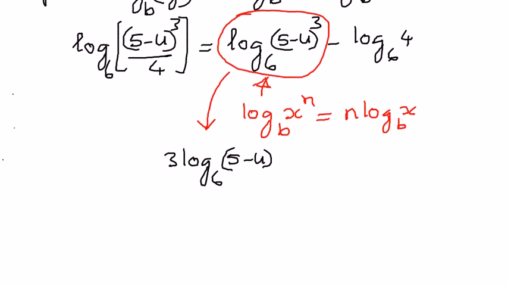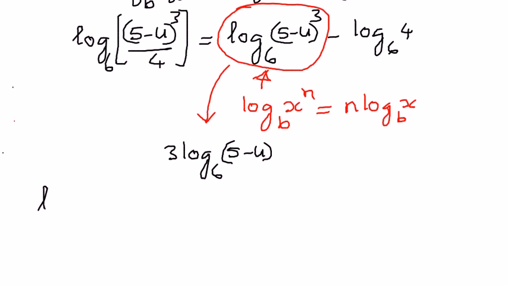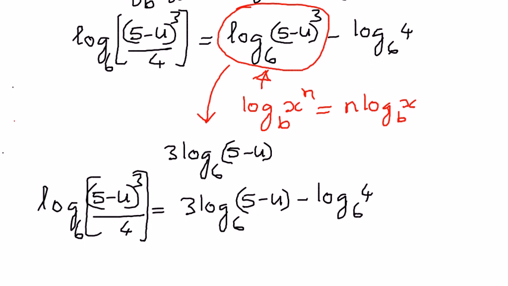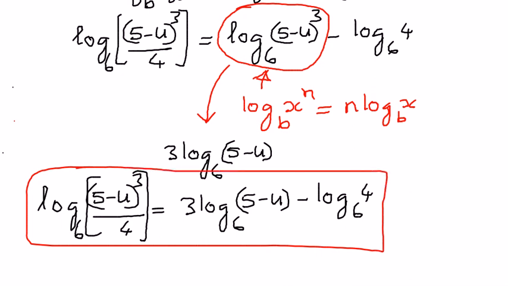Therefore, if we were to put all of this together, we can write it out as follows: log of (5 minus u) to the power of 3 over 4, all of this to the base 6, we can write as 3 log (5 minus u) to the base 6 minus log 4 to the base 6. Okay, so this is the way we want to be able to expand these logarithm expressions using the logarithm properties. In my next presentation, we shall look at some more examples using the properties of logarithms.